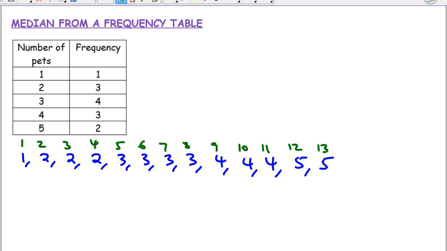So the question here is, before we even go ahead and calculate the median, can this table help us to organize this information so that we can know which number is at which position? The answer to that is yes. But how do we do it? What you have to do is add a column.